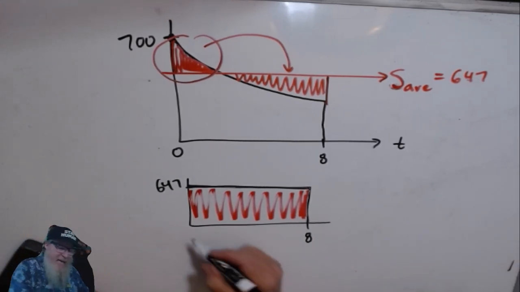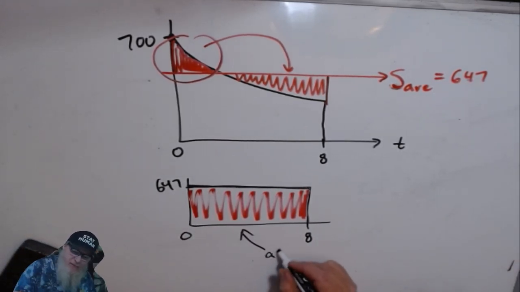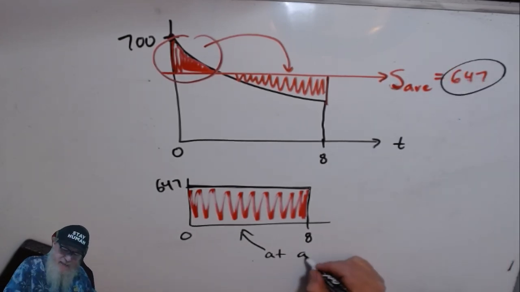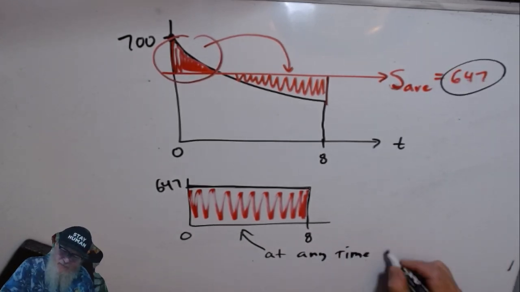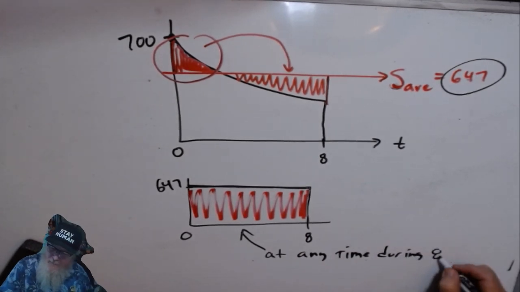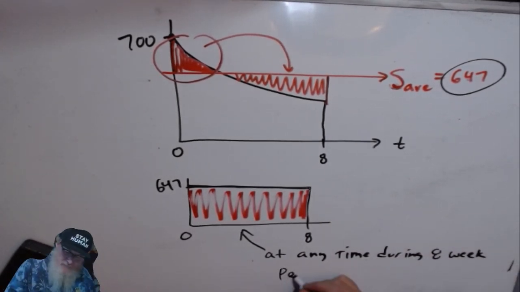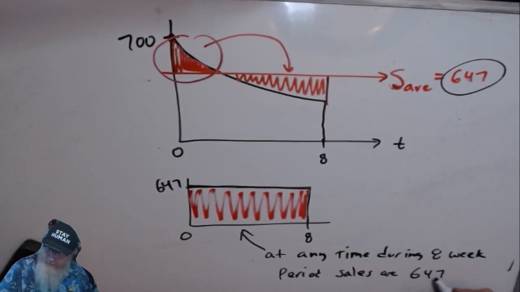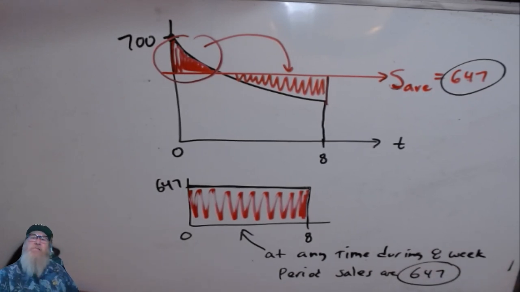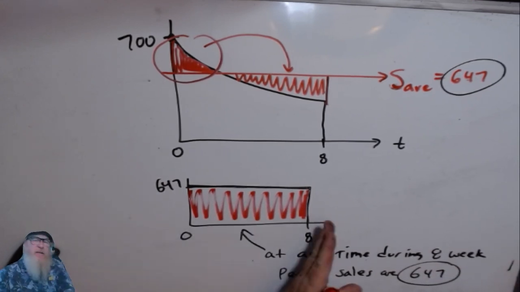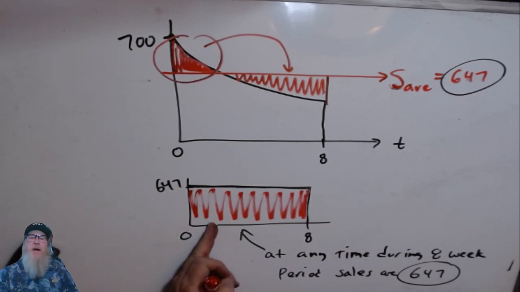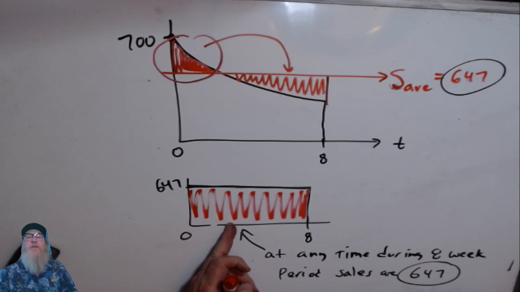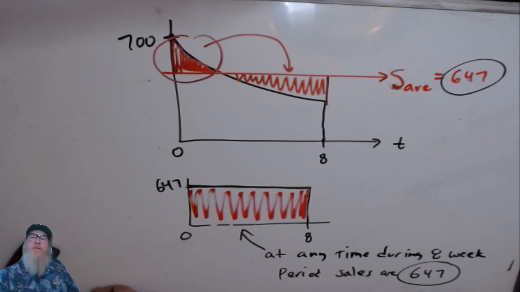So basically, at any given time, so this number means at any time during the 8 weeks, sales are $647. At any time in here. So how much are we selling, boss? $647. How much are we selling now? $647. How much are we selling now? $647. At any time. So that's kind of the idea behind the average value.